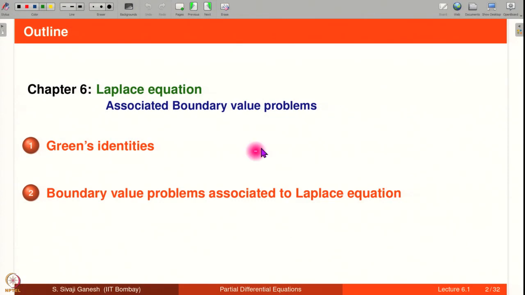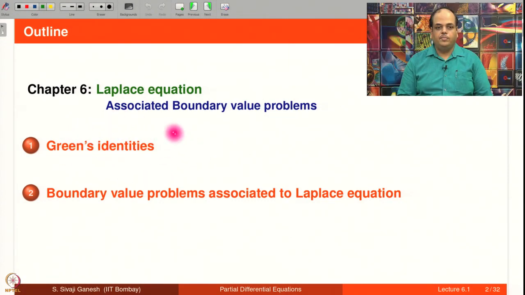Welcome to this lecture. In this lecture, we are going to discuss boundary value problems for Laplace equation. The outline of the lecture is as follows. First, we derive what are called Green's identities, which are derived from the divergence theorem, and then we introduce boundary value problems associated to Laplace equation and study the uniqueness properties of solutions to those boundary value problems.